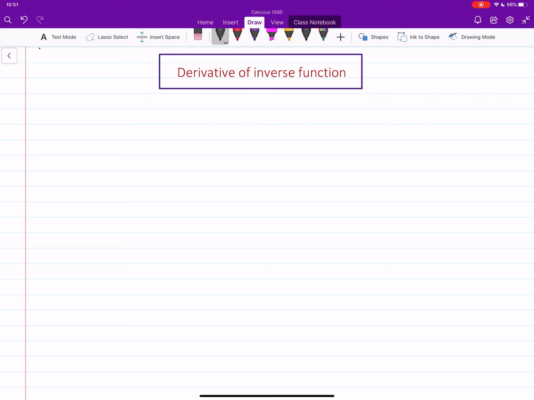Hi, in this video we will learn how to find the derivative of the inverse function by knowing the derivative of the function itself. So throughout this video we are going to assume that f is a function which is invertible, meaning that f inverse exists, and differentiable.